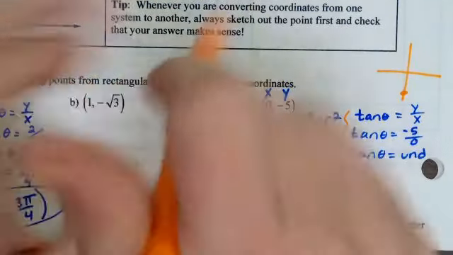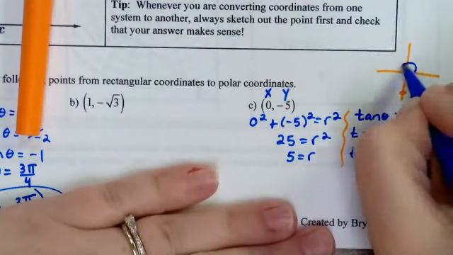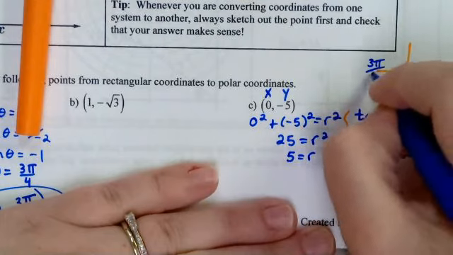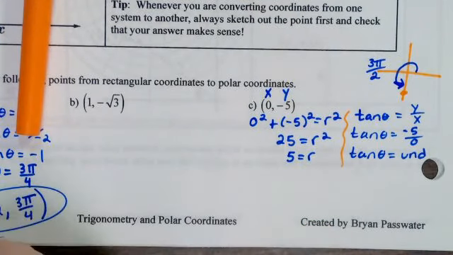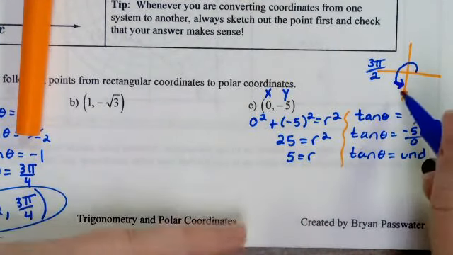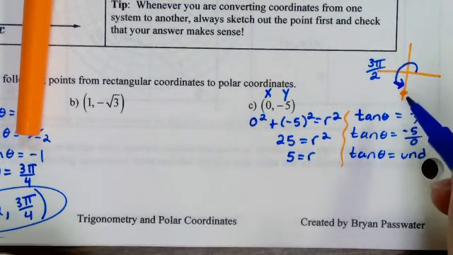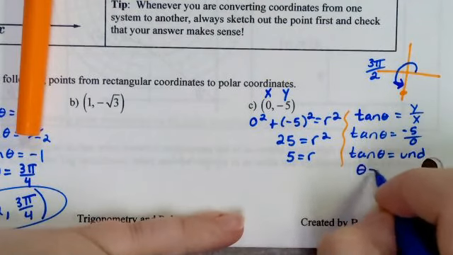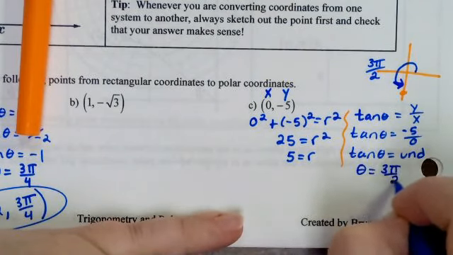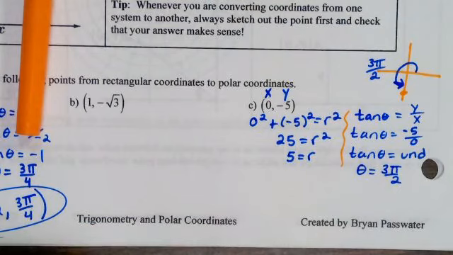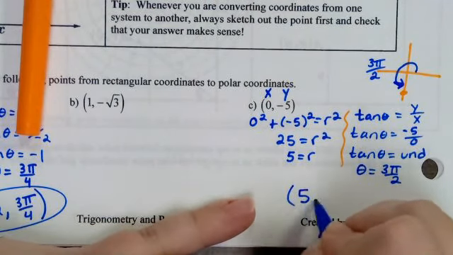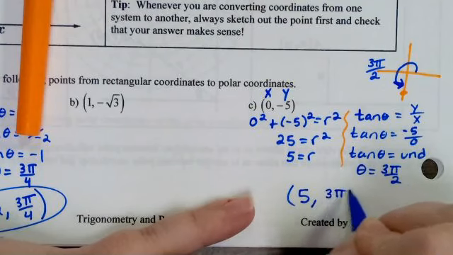Okay, that angle measure is 3 pi over 2. And also coincidentally there, tangent would be undefined because x is 0. So theta is going to be 3 pi over 2 here. It's not like theta is undefined, right? Theta actually is 3 pi over 2. So my point would be 5 and then 3 pi over 2.